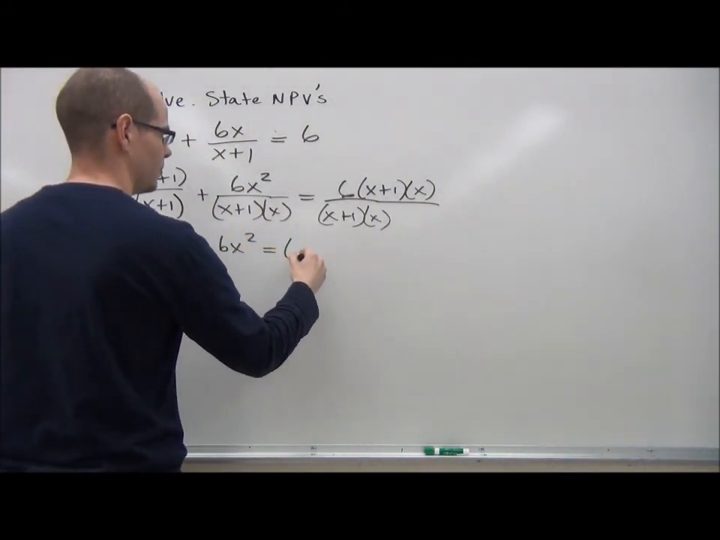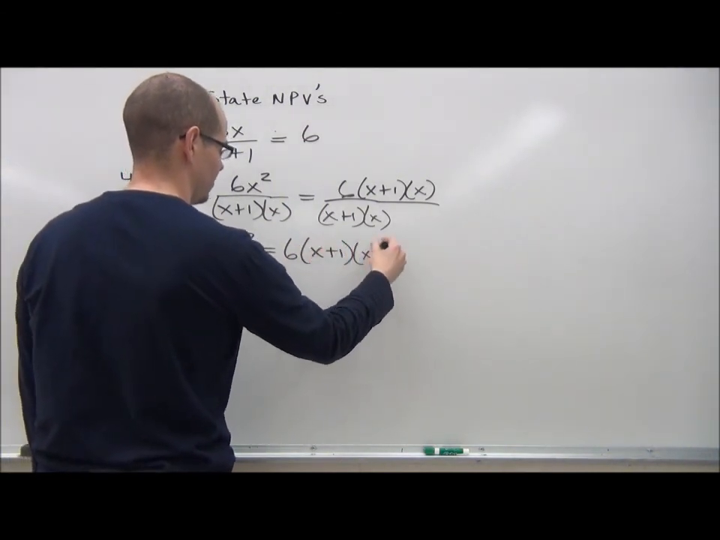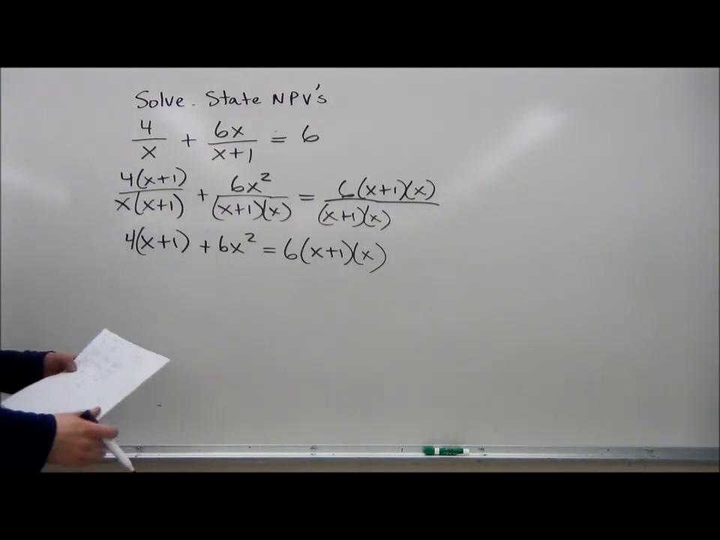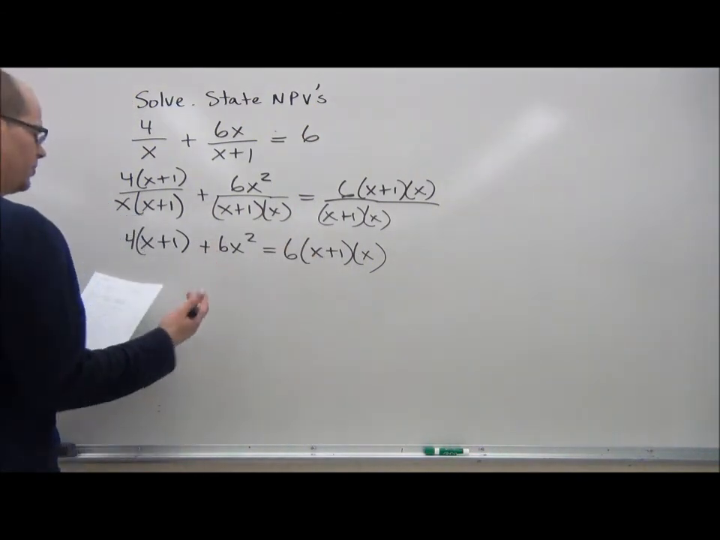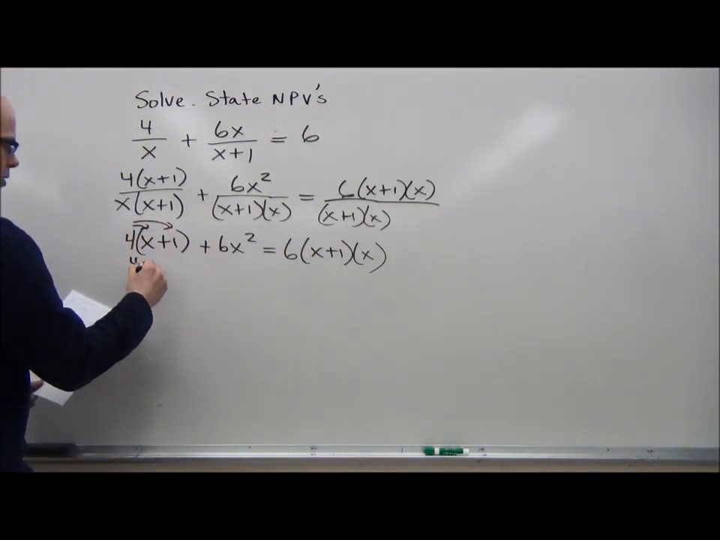There. You'd be left with everything that was up top. Okay? From there, what I want to do is simplify things. So I'm going to multiply the 4 into both of these terms. 4 times x is 4x, and 4 times 1 is plus 4.